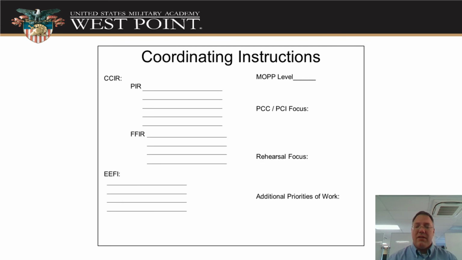This is the page from the battle book. You can see we've already filled it out with your CCIRs, your PIRs, FFIRs, and EEFI, so you can fill in those blanks. And then there are some examples. You can have other coordinating instructions, those things everybody in the platoon needs to know, like what MOPP level are we conducting this mission at? What is the focus of PCIs, PCCs? What is the focus for the rehearsal? We're not just saying we're going to rehearse. We're going to focus on a certain task that's critical to the mission or something we haven't done in a while. And then other priority of work information we want everyone to know. So it's just guidance. You can put other coordinating instructions if you need to.